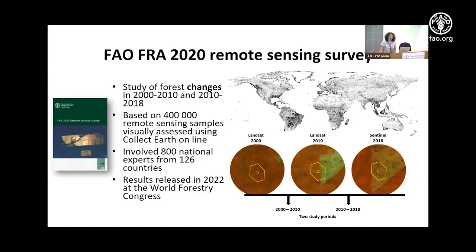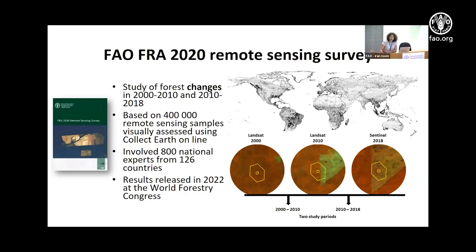It's a global survey of forest cover changes, looking at two periods in time, 2000 to 2010 and 2010 to 2018. It was based on 400,000 samples across the world, interpreted using the Collect Earth online application. It was a stratified sampling design based on the Hansen dataset to assess tree cover changes, with stratification applied based on ecological zones and the probability of tree cover change. It involved 800 national experts from 126 countries doing the interpretation.